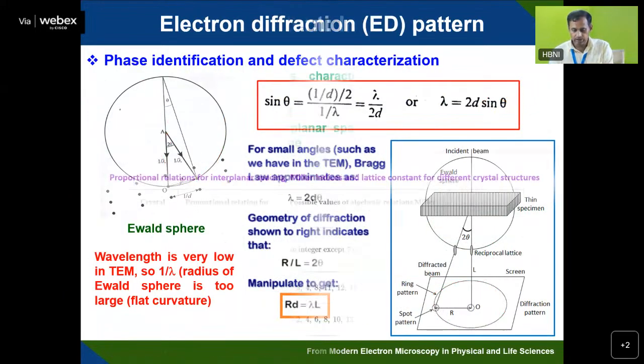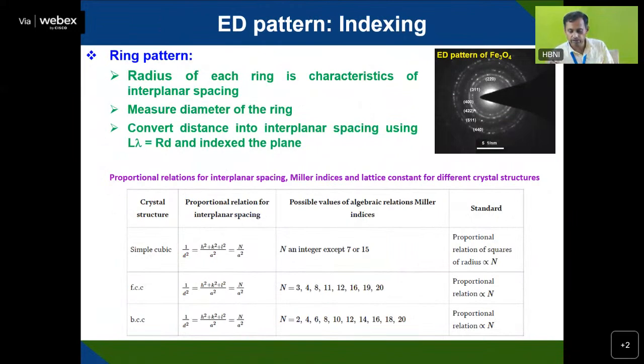You can see here this ring pattern is an electron diffraction pattern of a polycrystalline structure. Here the radius of each ring is characteristic of the interplanar spacing. So each ring radius, from here to here, gives a different characteristic of that particular plane. So measure the diameter of the ring using image software. Here the center is difficult to find, so it is better to measure the diameter by seeing the oppositely lying spots.